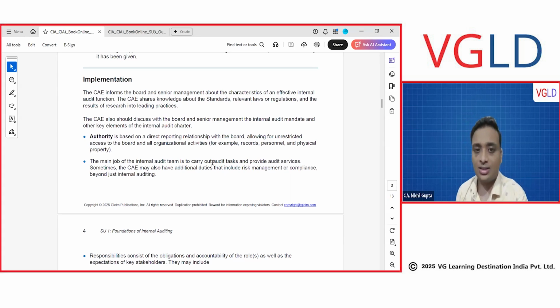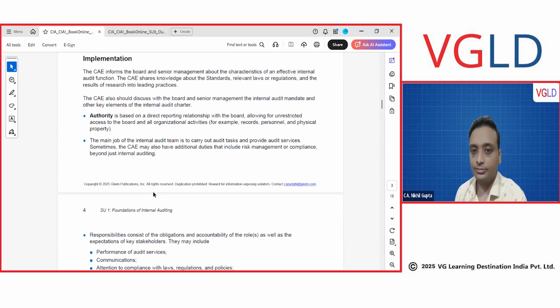The CAE should also discuss with the board and senior management the internal audit mandate and other key elements of the internal audit charter. What can these elements be? First is authority. Are we talking about the authority of the board here or of the internal auditor? When you recall this word authority, what comes to your mind?